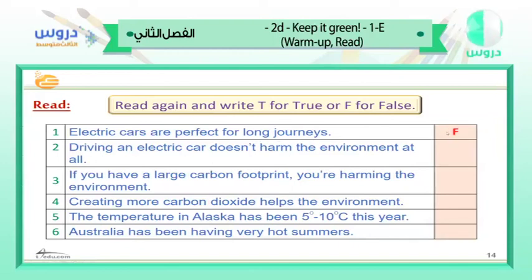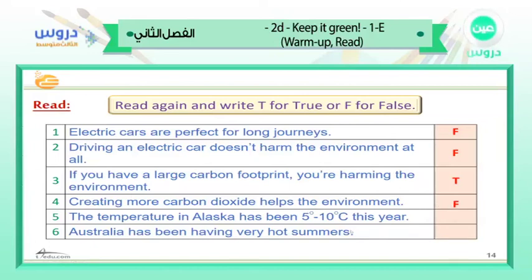Driving an electric car doesn't harm the environment at all. Is this true or not? What did they say? It's a false statement. It has a harm on the environment. If you have a large carbon footprint, you're harming the environment. Yes, they told you that, so it's true. To reduce the usage, you should recycle more and reduce the usage of electricity and so on. Creating more carbon dioxide helps the environment. Is this a true statement? Carbon dioxide, does it help the environment? So it's a false statement.